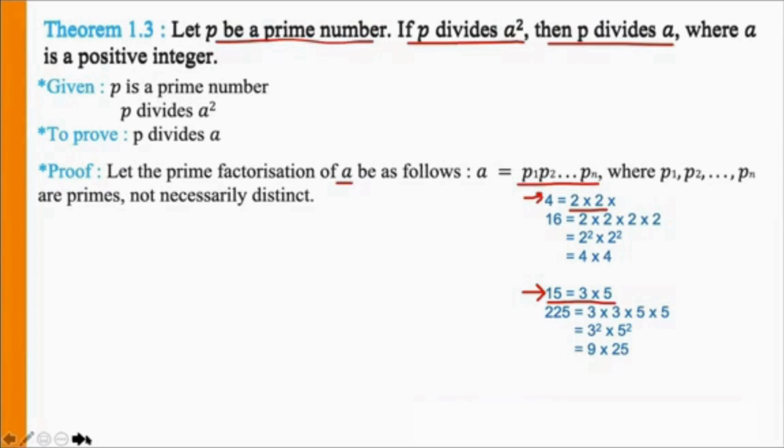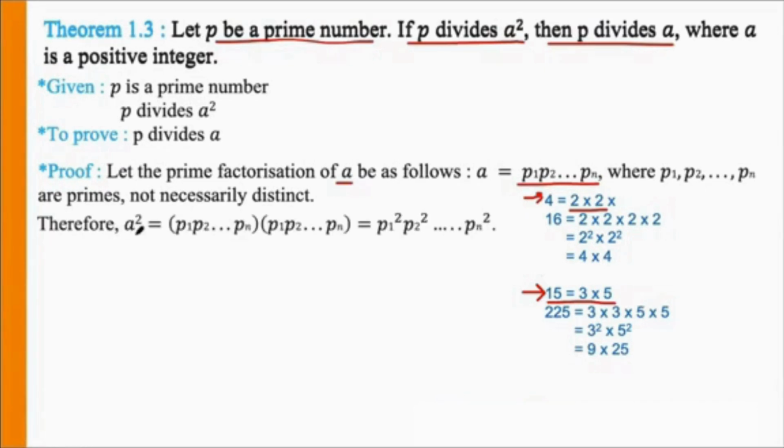Now, therefore, the prime factorization of the square of A, that means A square, will be whatever the prime numbers are there in this. They are going to appear twice and they are going to multiply, so we will get the square of all of them. For example, P1 into P1 will get us P1 square, P2 into P2 will give us P2 square, and as many, all the prime numbers will become the squares here in the prime factorization of A square.